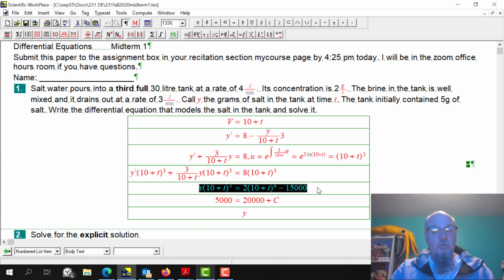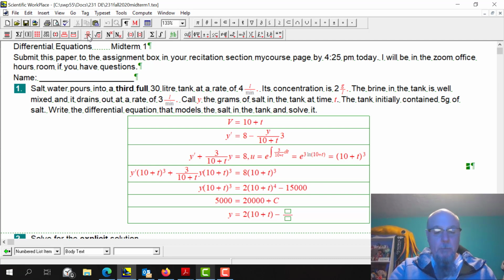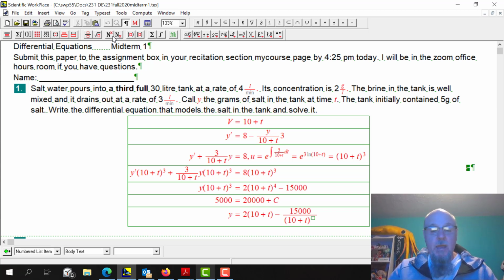We could solve for the explicit solution by dividing everything out by that 10 plus t bracket cubed. So we would get y is equal to 2 times 10 plus t, minus 15,000, divided by the 10 plus t cubed. And if you wanted to be really super good, you'd make some kind of note here that that's only good for 20 minutes. But we'll say that that's good enough for full grades there.